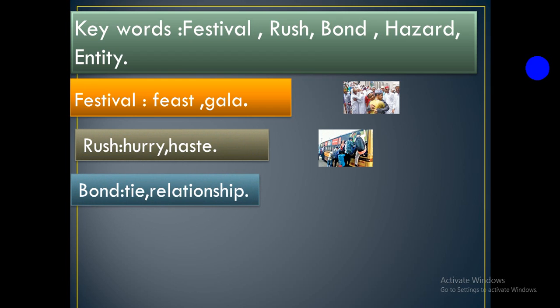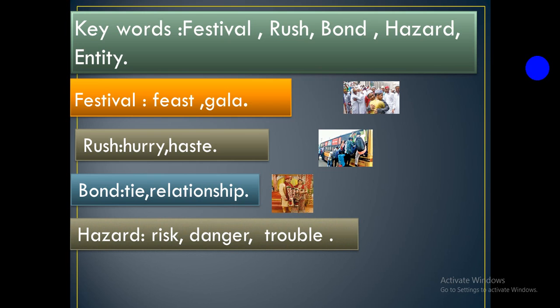Bond, tie, relationship. This is a picture of a newly married couple. Couple means husband and wife. This is their marital bond. Hazard, risk, danger. Here you see that the passengers are traveling by train, taking serious hazard. They may meet serious accident anytime.